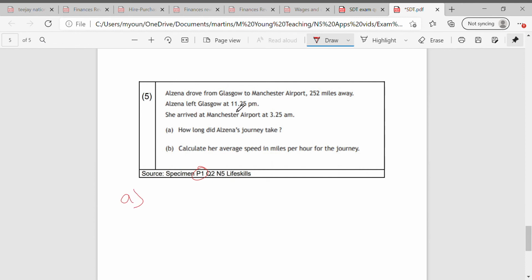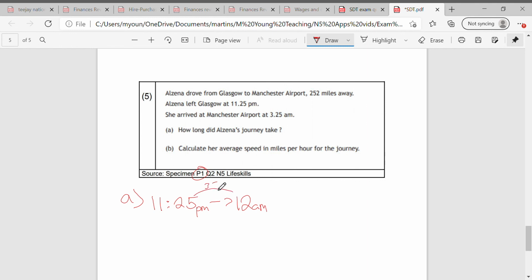So it was 11:25 to 3:25. Okay, let's do this in stages. Go to the nearest hour, right? And this is 12-hour time. So you can keep it in that, or you could change it. Okay, so 11:25, and let's go to midnight, usually about 12 AM. That is obviously 35 minutes.